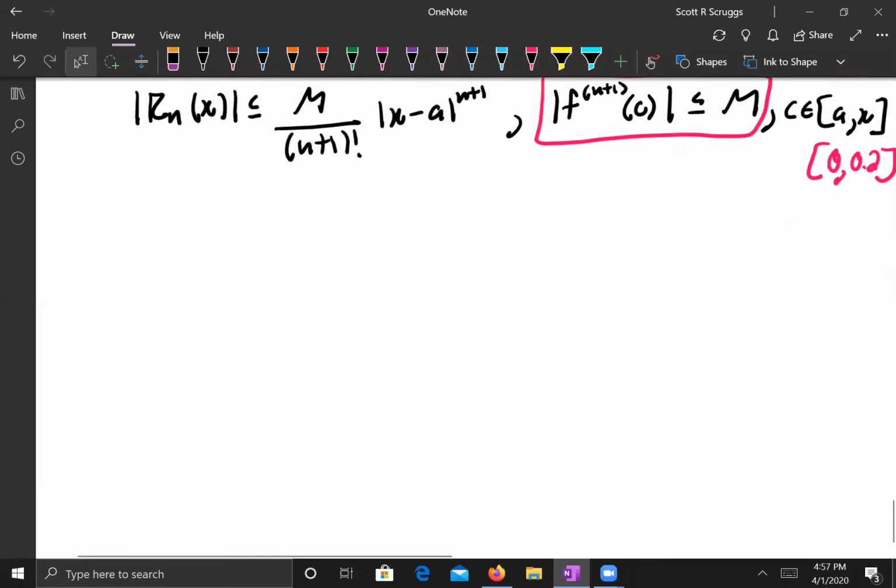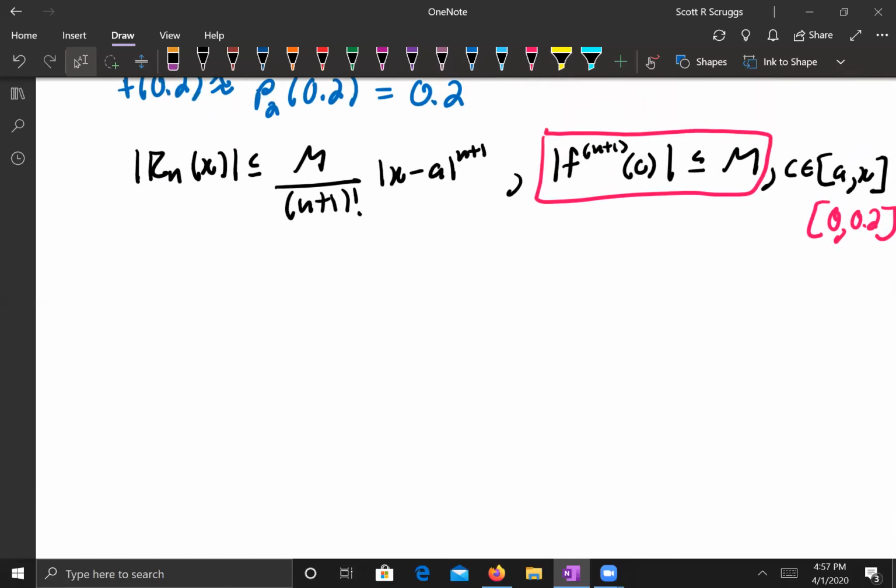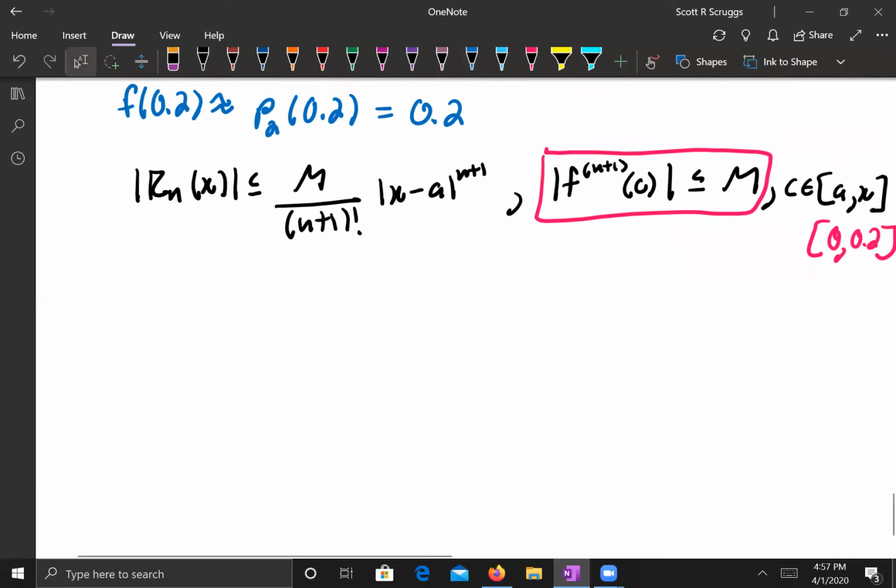Okay, yeah. So R n of x, that is, some fancy labeling here, is less than M over (n plus 1) factorial.